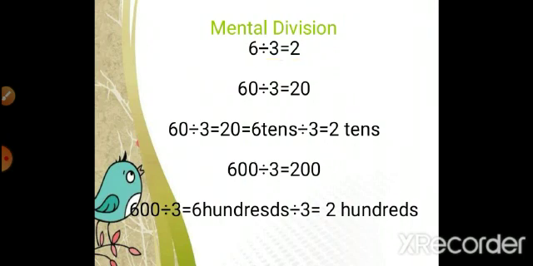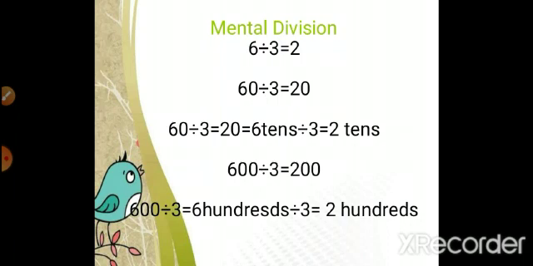Now coming towards division of tens. So 60 divided by 3. 6 ten-rupee notes have a value of 60 rupees. Let us divide 60 by 3. How many 10 rupee notes are there in each group? There are 2 ten-rupee notes in each group if we divide 60 by 3. 2 ten-rupee notes have a value of 20. So 60 divided by 3 is equal to 20.